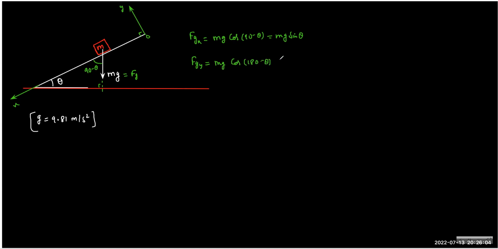And you will learn that this will become minus mg cos theta, but that's a different story. But that's correct, because if I'm asking the y-axis F_gy, which means you have to go all the way from here to here. So that is the y-axis, right? And you can clearly see this angle is how much? 90 minus theta plus 90. Am I right?